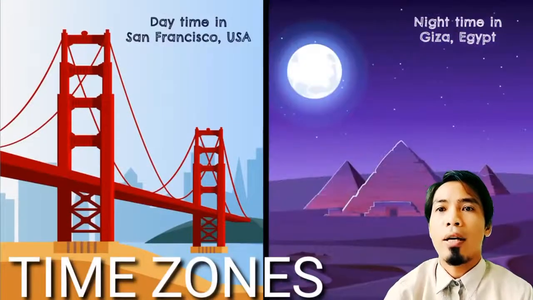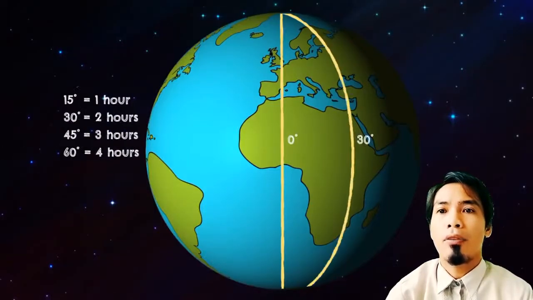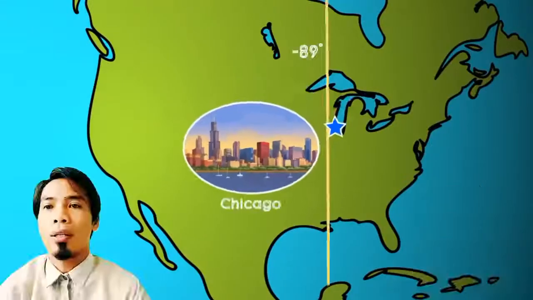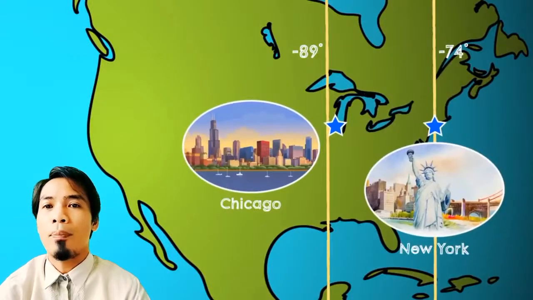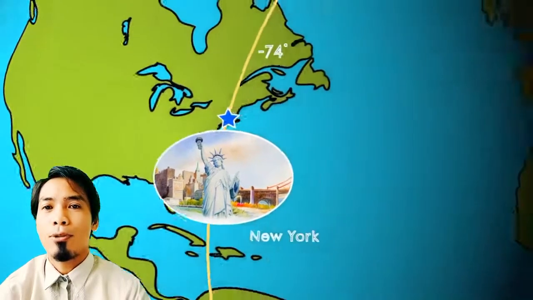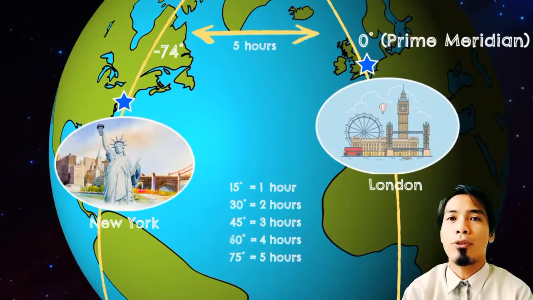To tell the time difference between two parts of the world, you just have to count the number of longitude degrees between them. Every 15 degrees is a 1-hour time difference. So two cities like Chicago and New York, which are roughly 15 degrees apart, have time zones 1 hour apart. So when it's 1 p.m. in Chicago, it's 2 p.m. in New York. London is about 75 degrees away from New York, and its time difference is 5 hours.